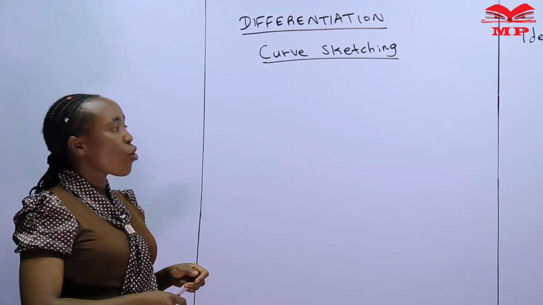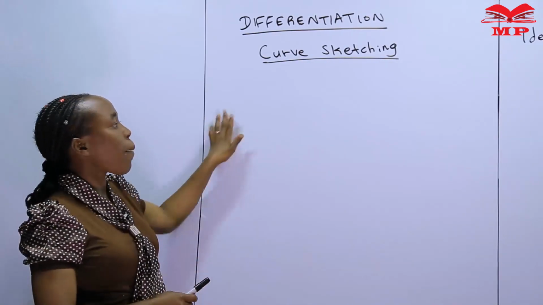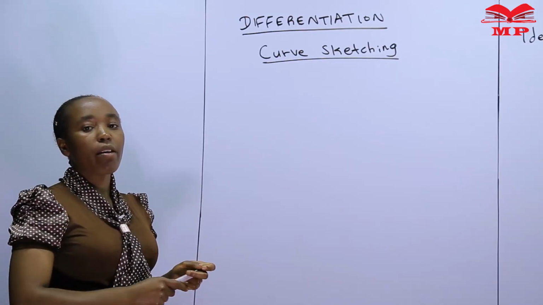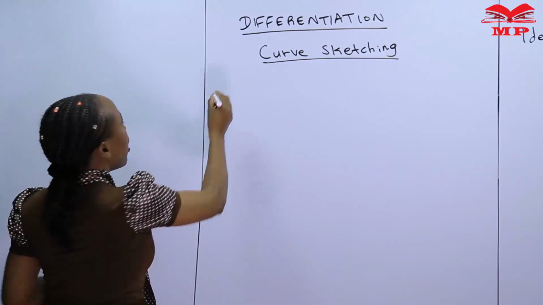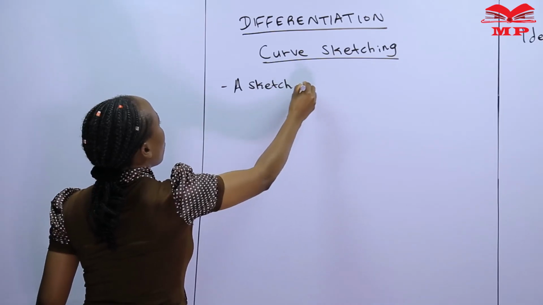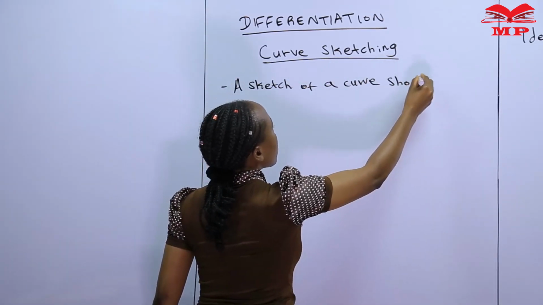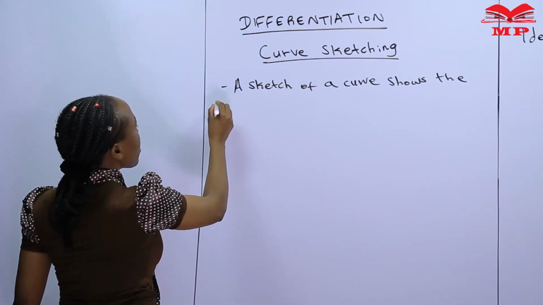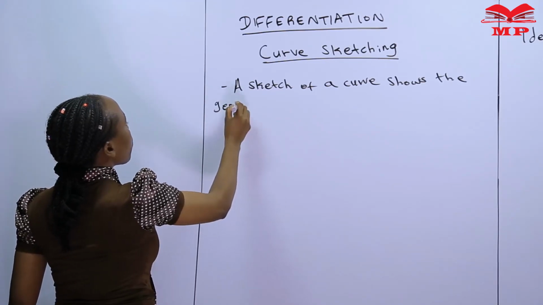In sketching, you must not sketch on graph paper. You can sketch on plain paper because you only show the very major points. And therefore, we see that a sketch of a curve shows the general shape.